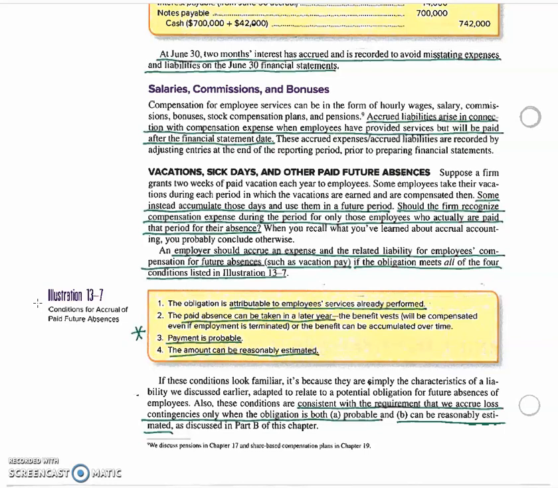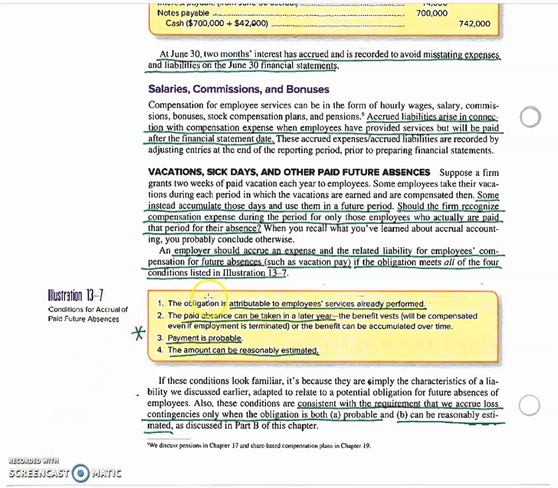So should they have accrued an expense? Well, they probably should have accrued an expense for 200 hours since that was the maximum you could be paid for. But the rest of it, they didn't need to accrue because it was not probable that I would ever take it.